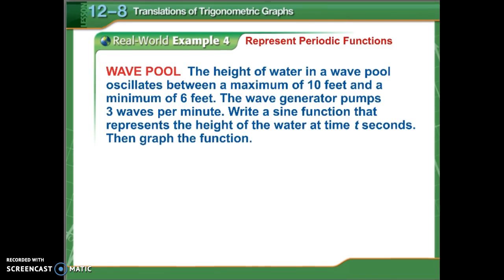Okay, looking at example 4, we have another real-world problem. This is about a wave pool. It says the height of water in a wave pool oscillates between a maximum of 10 feet and a minimum of 6 feet. The wave generator pumps 3 waves per minute. Write a sine function that represents the height of the water at time t seconds, and then graph the function.